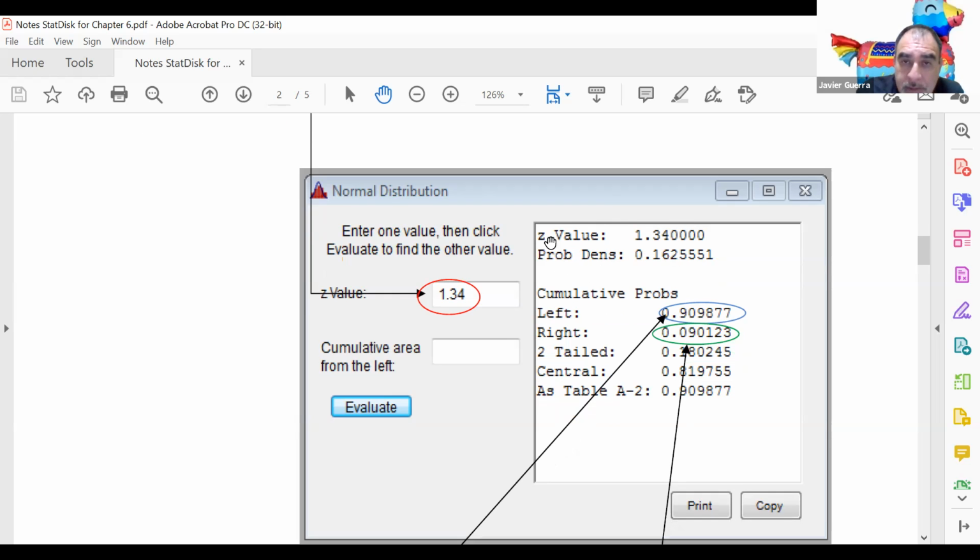So this top value is just showing you the same number that you entered. Is that the same? Yes, that's the same. That's good. So that's what that is.